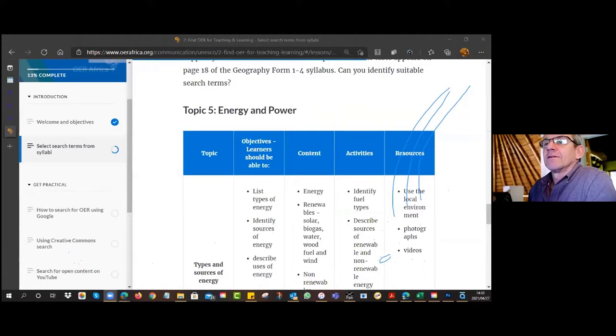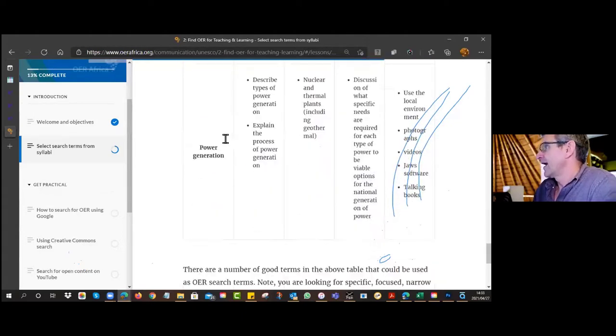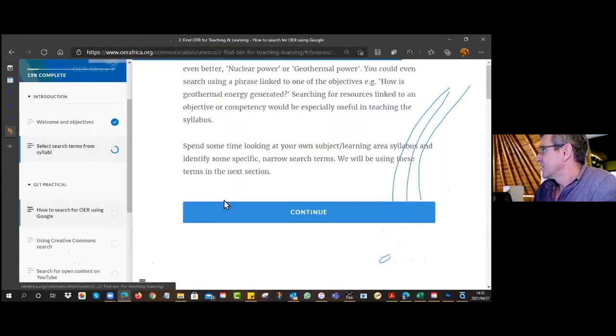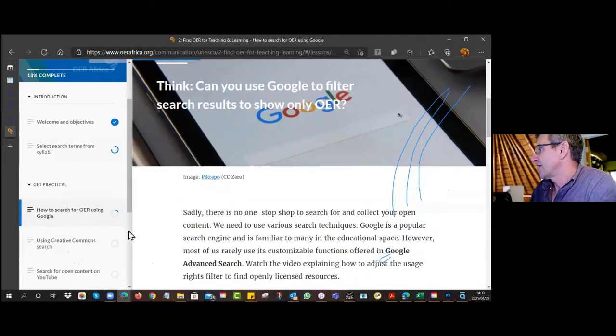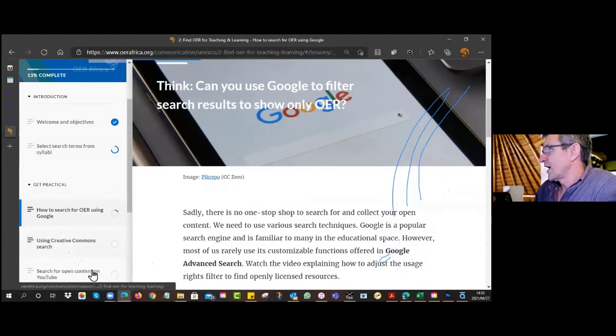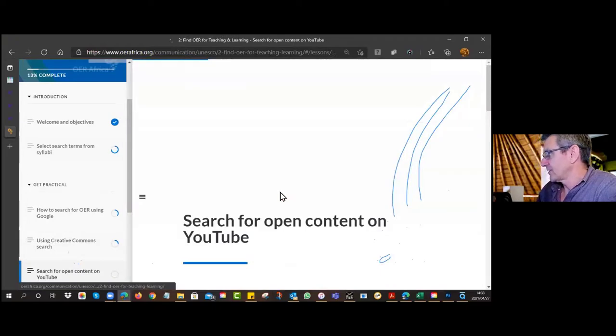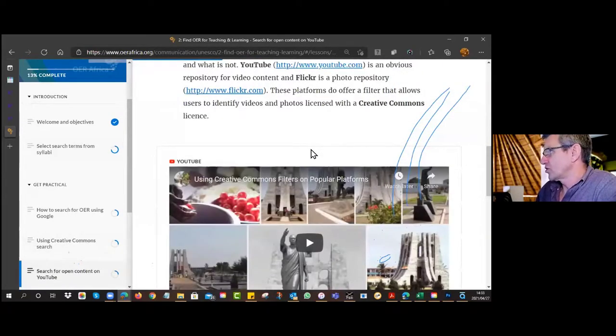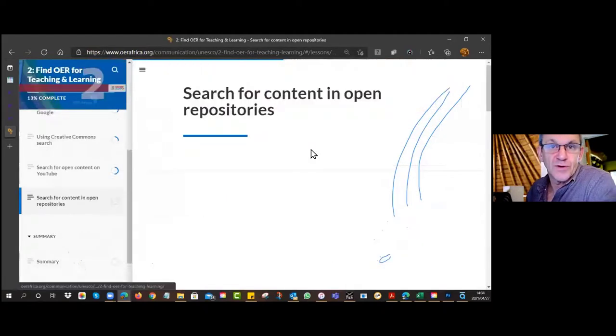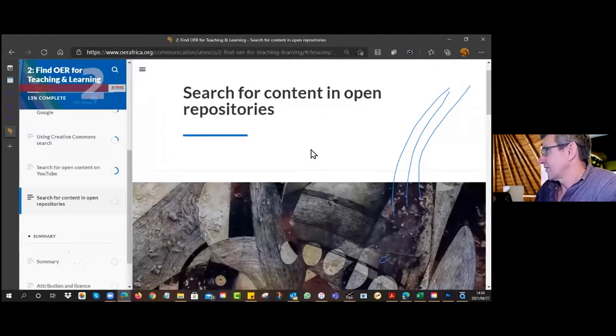All right. So it gives you some tips about how to identify good search criteria for your OERs. And then it says, well, let's go and find them. So it shows you how to find them using Google. It shows you how to find them using the Creative Commons search. And it shows you how to find them on YouTube. How can you find Creative Commons stuff on YouTube? And there's even a section on good open repositories, of which one of them is very important.